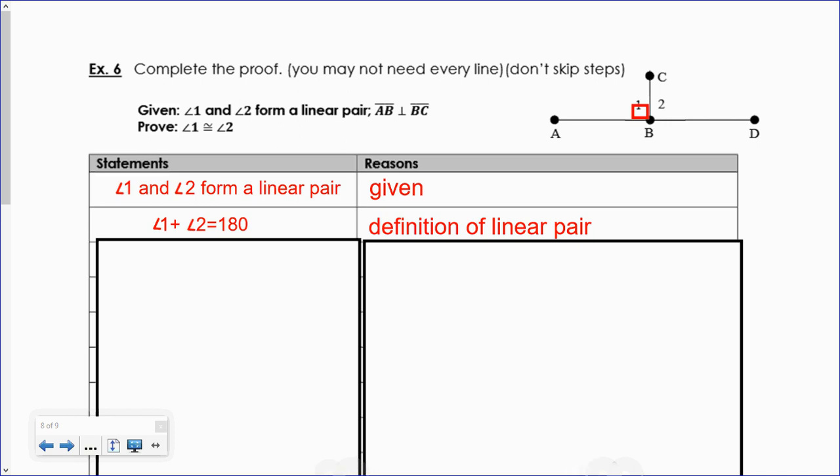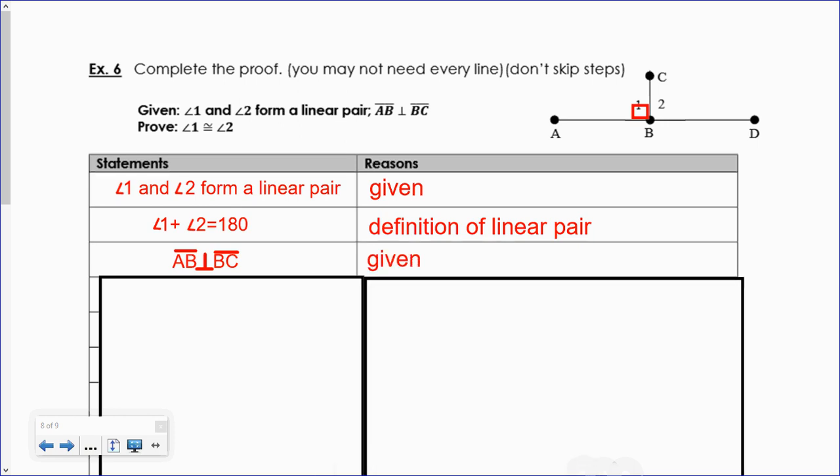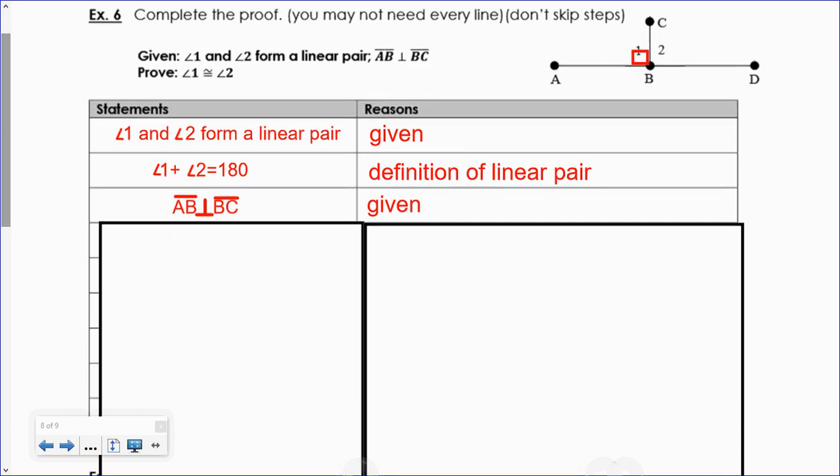The next thing you want to do is now bring in the following given. Once you've used the first given all the way, you can't really do anything else with it. Now you're going to bring in the next given, the fact that AB is perpendicular to BC. So our second given. All right, let's get as much as we can out of that. If they're perpendicular, what conclusion can I make? AB equals BC?